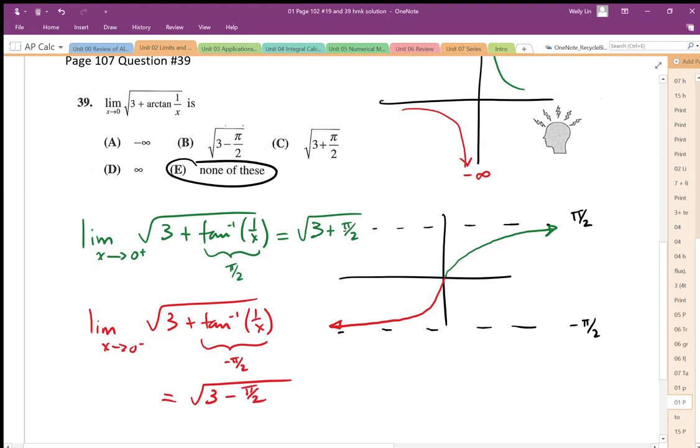So these one-sided limits can be evaluated. From the positive side it's going to end up being 3 plus pi over 2. And if I approach it from the negative side, 1 over x goes to negative infinity, which means my arctan is approaching negative pi over 2, so we get B.